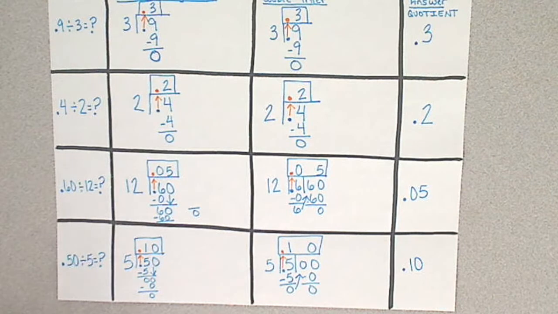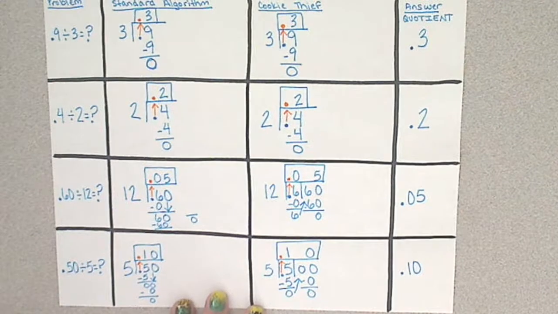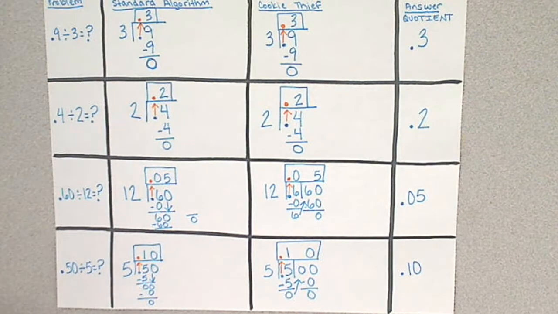All right, so that's pretty simple and straightforward. That is dividing a single or a 2-digit decimal by a 1-digit whole number divisor.